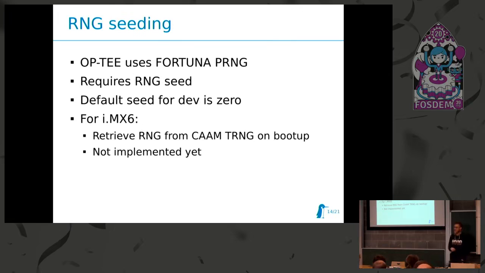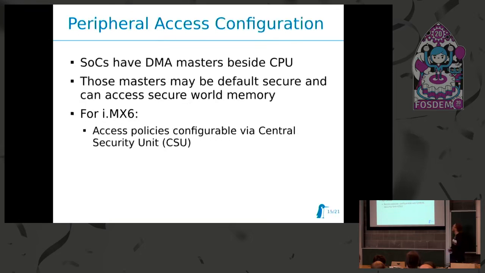It's up on my schedule. I'll get to it at some point, and then we should have good RNG seeding at the start of Opti. I know currently if you start Opti on an IMX6 platform, it's also going to complain with a loud warning saying seeding RNG with zeros, exclamation mark. So eventually I'd like to get rid of this and do real RNG seeding.